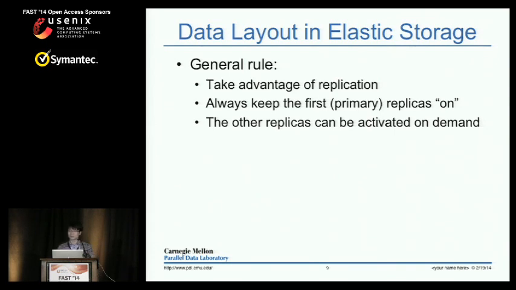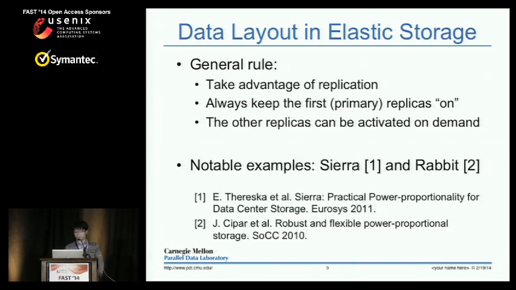Note that the consistency model is not broken here because we're still maintaining 3 replicas for all data. It's just that some of them are temporarily deactivated when performance requirement drops. I'll talk in more detail about 2 notable elastic storage examples, namely Sierra and Rabbit. I mentioned them before, but let's now take a closer look at how they provide elasticity using different data layouts, mechanisms, and why we need a new design.